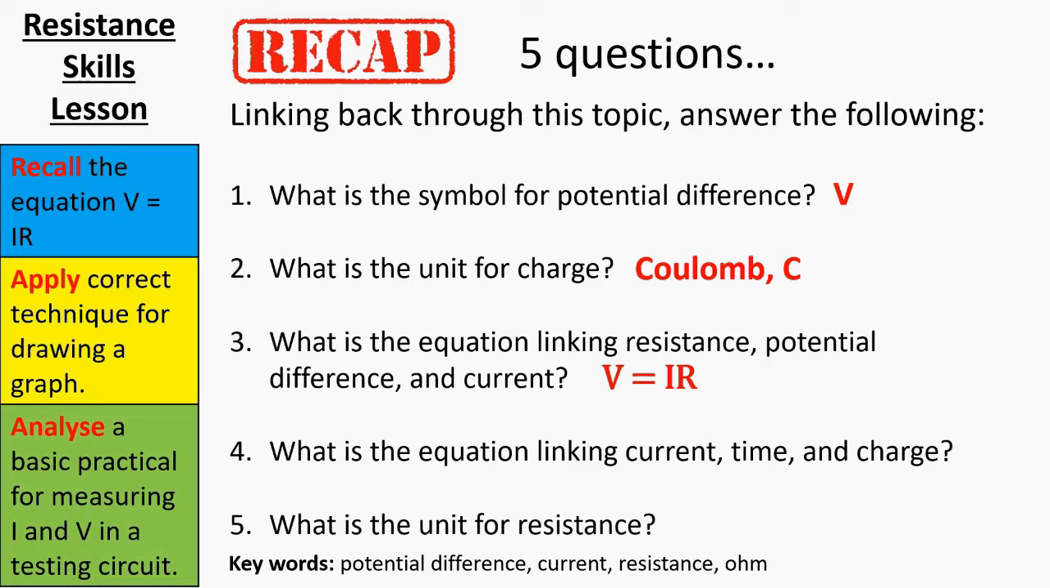What is the equation linking current, time and charge? Q equals IT. Likewise, if you've given any other type of rearrangement of that equation, that will also be acceptable. Question 5. What is the unit for resistance? Ohm, or the Greek letter omega.